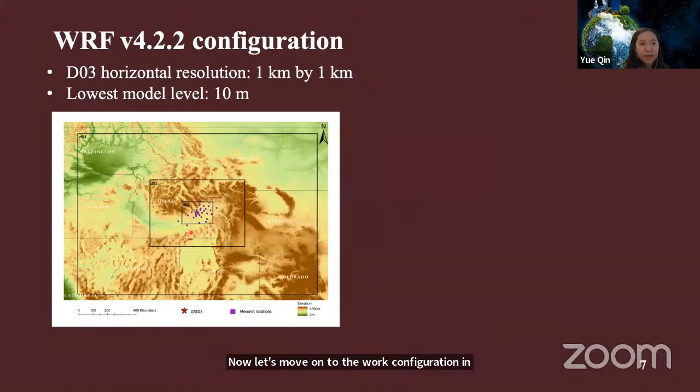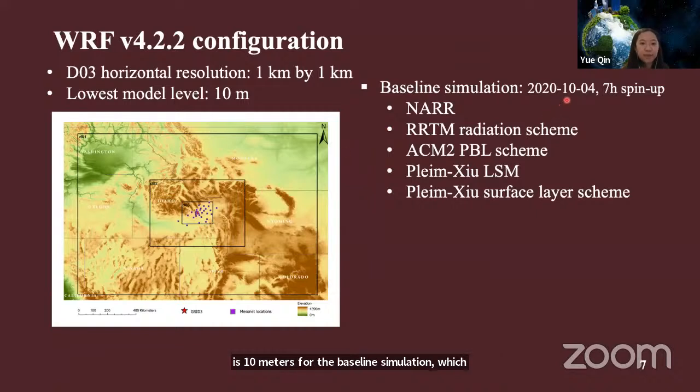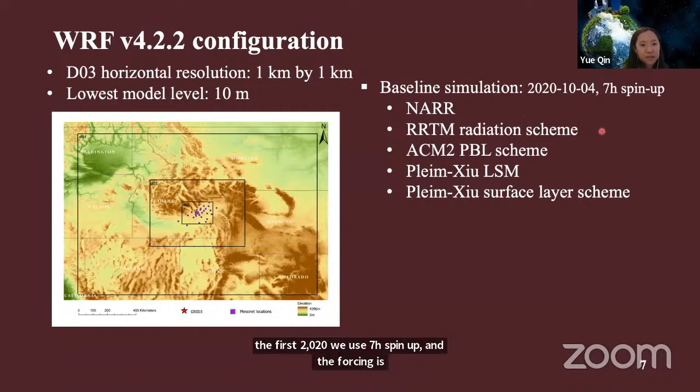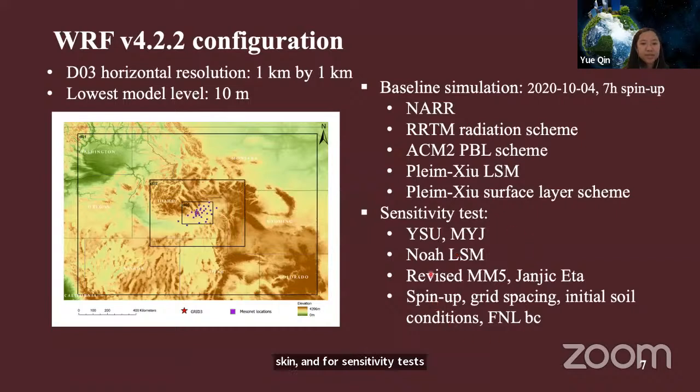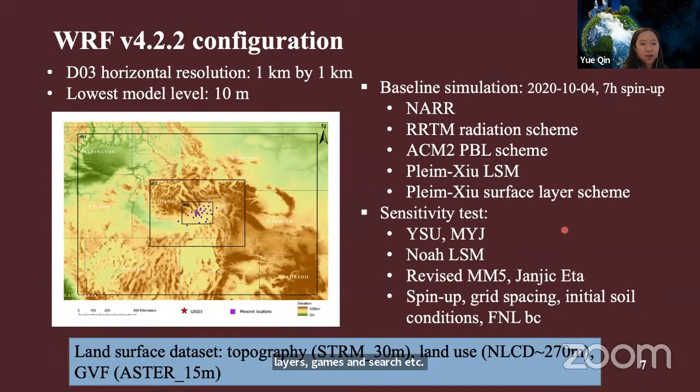In the innermost domain, the horizontal resolution is 1 kilometer by 1 kilometer, and the lowest vertical level is 10 meters. For the baseline simulation, which is conducted on October the 4th, 2020, we use 7 hours spin up, and the forcing is NARR. The radiation scheme is RRTM. We use ACM2 PBL scheme, and accordingly, we use Pleim-Xiu LSM and surface layer scheme to match with the ACM2 PBL scheme. And for sensitivity tests, we test different PBL schemes, different land surface models, surface layer schemes, and such. We also highlight that in order to represent the surface features, we use high resolution land surface data set as listed here.